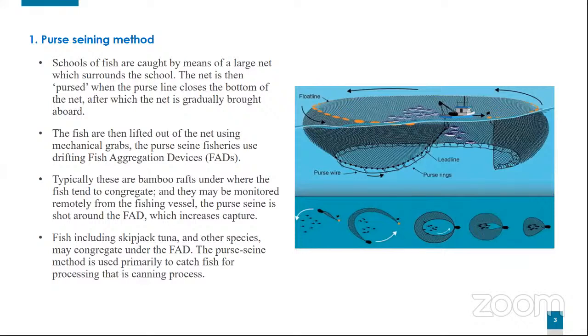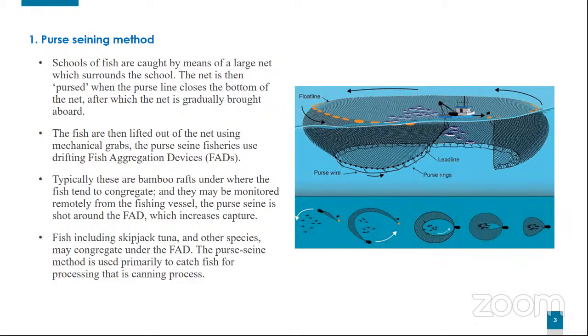The purse seine fisheries use drifting fish aggregation devices. Kalau nampak ada float line dekat atas tu, yang warna orange tu, that's what we call a fish aggregation device. Typically, these are bamboo rafts under which the fish tend to congregate, and they may be monitored remotely from fishing vessels, and the purse seine is shot around the FAD, which increases the capture. Fish including skipjack tuna and other species may congregate under the FADs.